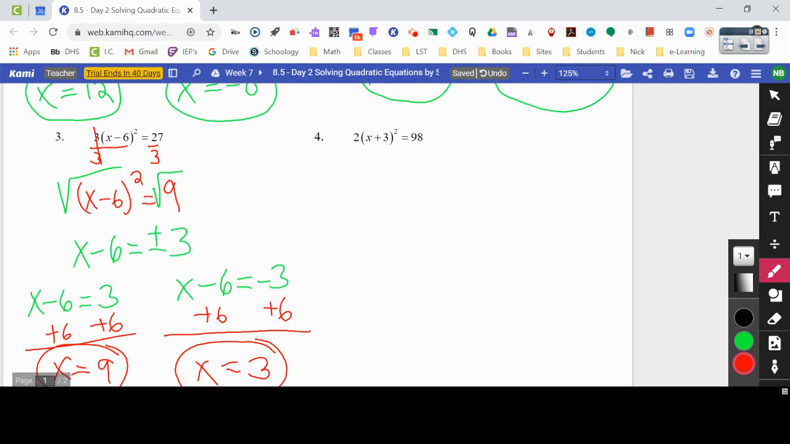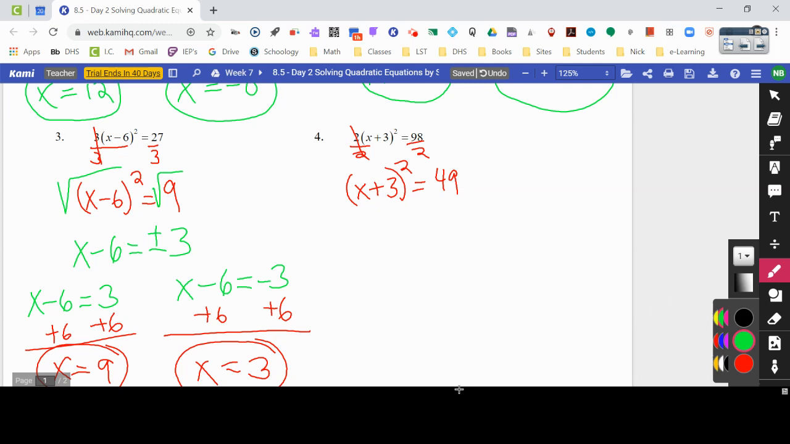All right, so now why don't we pause the video and you guys do number 4, work it out just like I did on example 3, and let me know what you get for your two solutions. All right, let's see how we did here. Right, so first things first is divide by 2 to both sides, right? And that's going to isolate my quadratic term. So now I get x plus 3 squared is equal to 98 divided by 2 is 49.